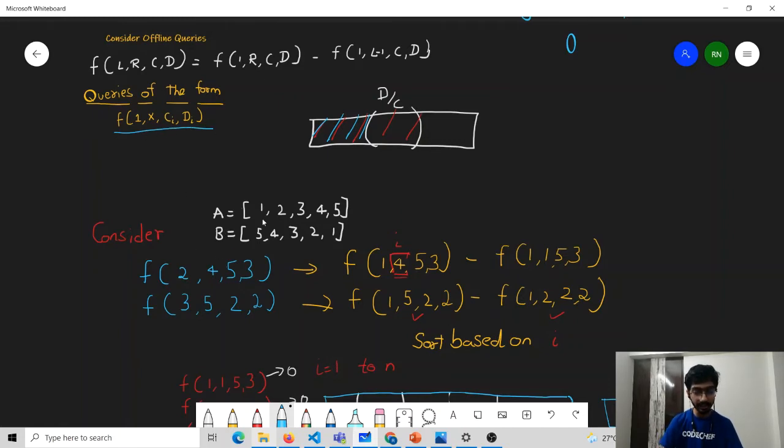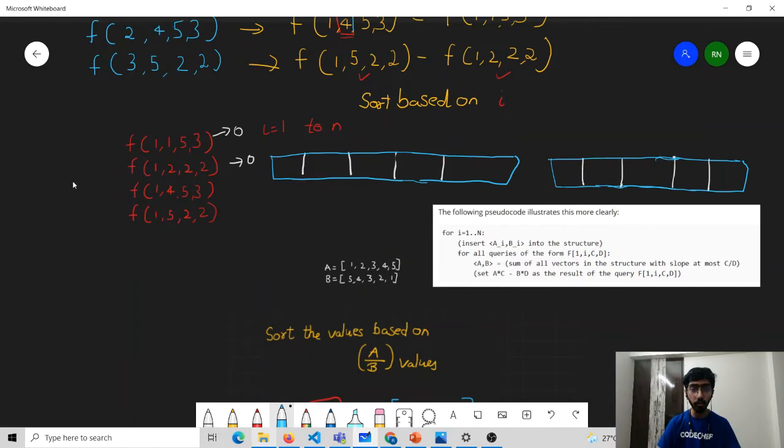Consider that the given A array is this and the given B array is this, and we are given two queries. In one, L, R, C, D are these values, and in the other, L, R, C, D are these values. These queries can be broken down into queries of the form f of 1, R, C, D minus f of 1, L minus 1, C, D, and similarly for the second one. Now let us sort these four queries on the basis of the I values, where I is the second index, which means the length of the prefix that we have to consider.